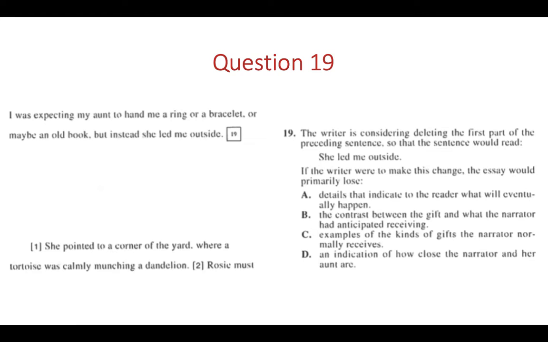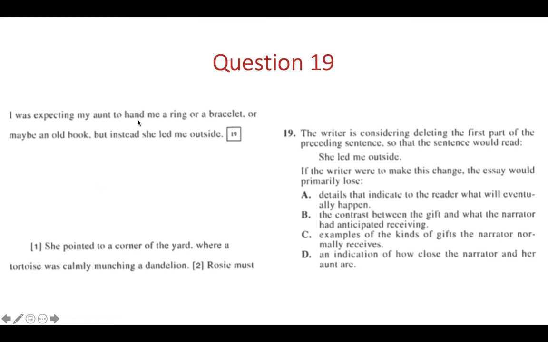19. I was expecting my aunt to hand me a ring or a bracelet or maybe an old book, but instead she led me outside. The writer is considering deleting the first part of the preceding sentence, meaning the sentence before this box, so that the sentence would read, she led me outside. If the writer were to make this change, the essay would primarily lose... It's not details that indicate to the reader what will eventually happen, because it's about her expectations. So B, the contrast between the gift and what the narrator had anticipated receiving.